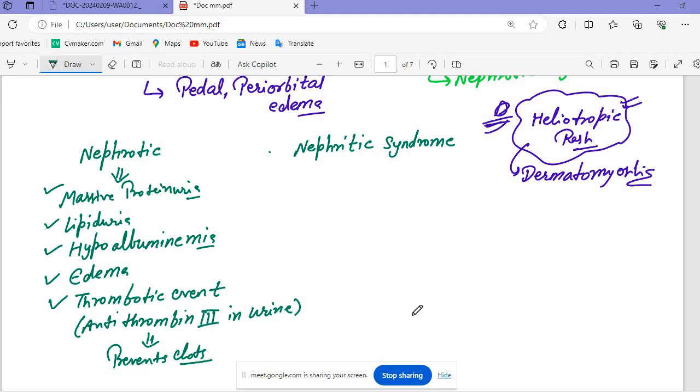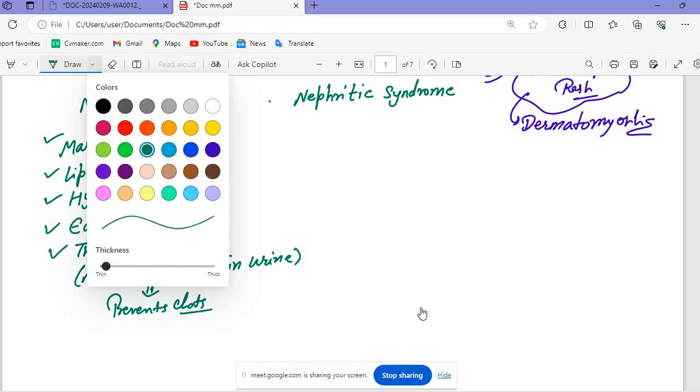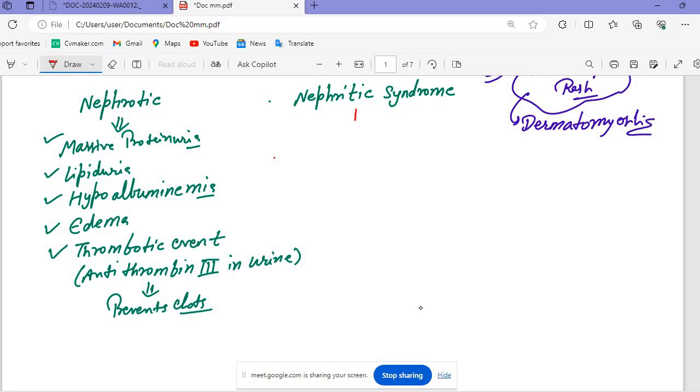What is the nephritic syndrome? In nephritic syndrome, as I told you, in glomerulonephritis, in most of the cases we will see mild proteinuria. This is again the leak question. Nephrotic, nephritic, important leak question for all exams. So in every exam, this question is super important. So remember, nephritic syndrome is the mild proteinuria, less than 1 gram per 24 hours in urine. This you need to remember.